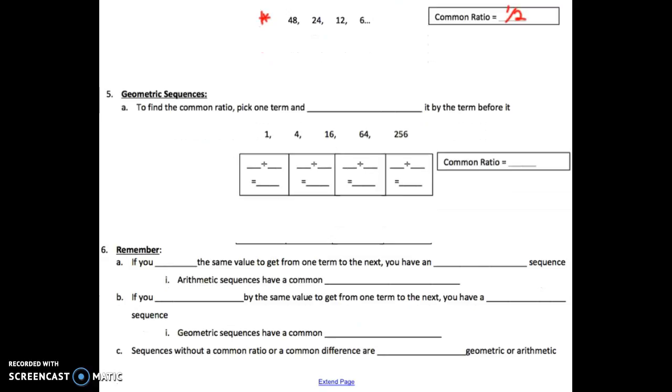Now again, sometimes it won't jump out at you that easily. So in order to find the common ratio, you pick one term, not the first one, and divide it by the term before it. So let's start with 4. 4 divided by the term before it, 1, is indeed 4. Moving to the next one, 16 divided by 4 is 4. 64 divided by 16 is 4. If you need to use your calculator, go ahead and do it. And just to check our work, 256 divided by 64 is indeed 4. So this common ratio is 4.